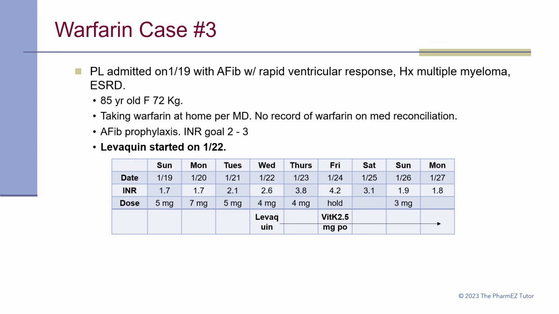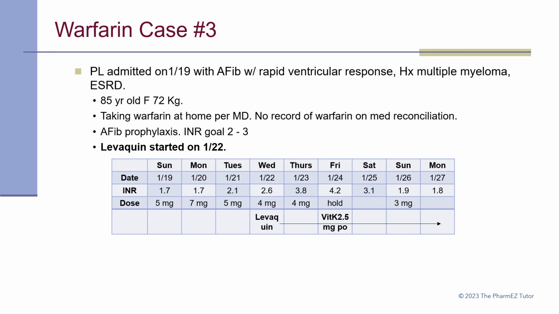Taking a look at the grid, on Sunday, January 19th, her admitting INR was 1.7, and a dose of warfarin of 5 milligrams was given. The next day, the INR did not change, and so 7 milligrams was given. The next day, the INR went up to 2.1, and 5 milligrams of warfarin was given. The following day, on January 22nd, the INR went up to 2.6, and the dosage of warfarin went down to 4 milligrams. On that day, Levaquin was started on the patient.